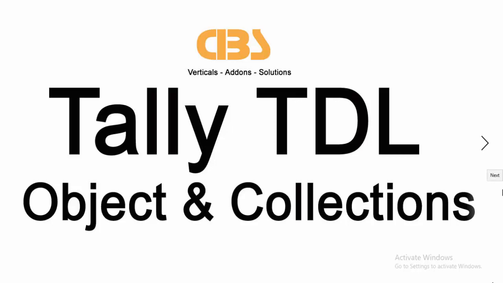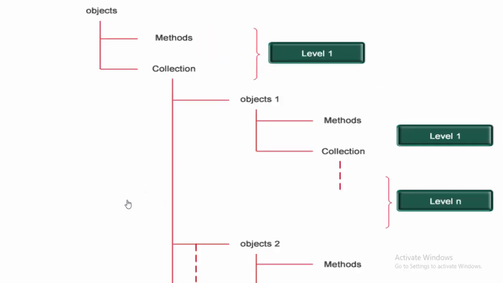Hi, today's topic is object and collection. It is a simple key structure, or maybe a flow chart, whatever you think. So you see here is an object. Now, what is the object? We should not go too deep.